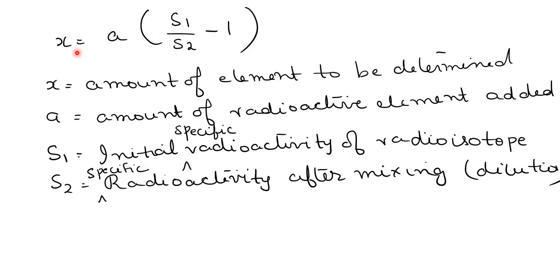So this is the formula. X is equal to A into S1 by S2 minus 1, where X is the amount which we want to determine, some element or some compound. A is the amount of radioactive element or radio-labeled compound that is added. S1 is the initial specific radioactivity of the radioisotopes before mixing. S2 is the specific radioactivity after mixing it with the compound to be determined. So this will always be less. So this is minus 1. You can solve this and subtract 1 from it.